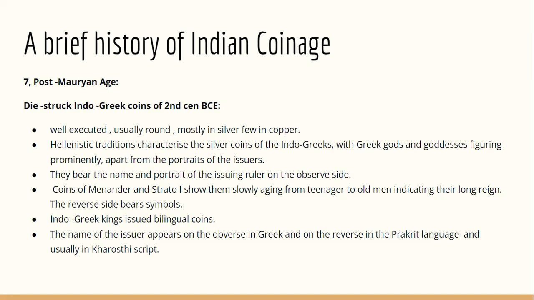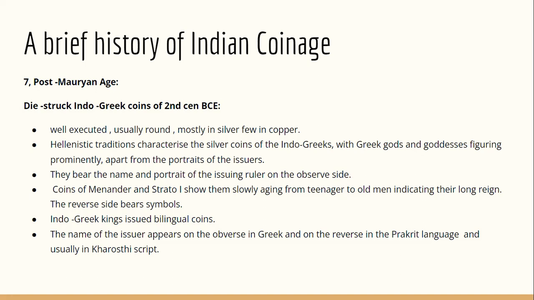And the reverse side bears the different symbols of the deities. Apart from that, Indo-Greek coins are bilingual coins. On the front side, we find the name of the issuer written in Greek. So his portrait is there and the name is written in Greek. And when you see the reverse side, it's written in the Prakrit language, and usually the script used is Kharoshthi. We do not find the use of Brahmi script. Kharoshthi script is written like the Urdu language, from right to left. So these are the different attributes of the Indo-Greek coins.